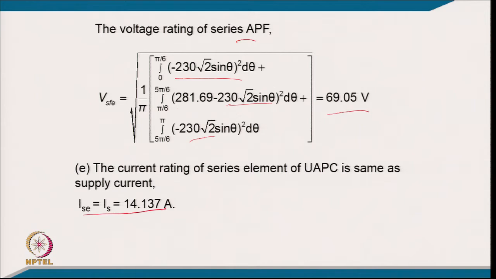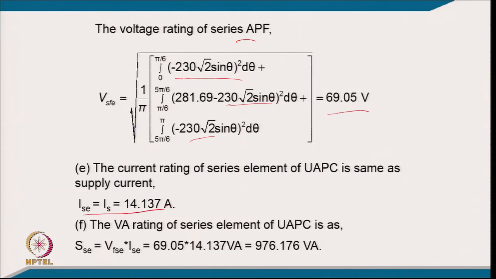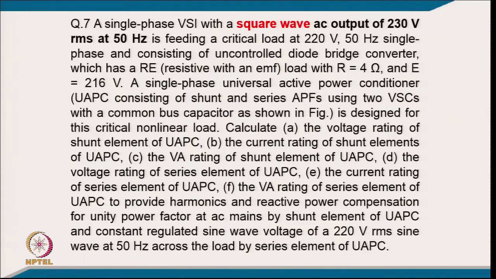The current rating of the series element is the same as the supply current, so IS is equal to 14.137 ampere. The VA rating of the series element is the series injected voltage multiplied by the current. The injected voltage we calculated is 69.05, multiplied by the current 14.137. So, it comes to 976.176 VA.